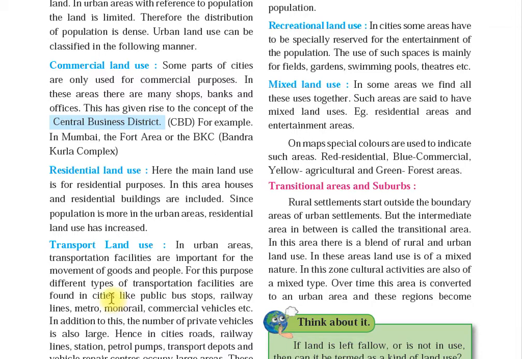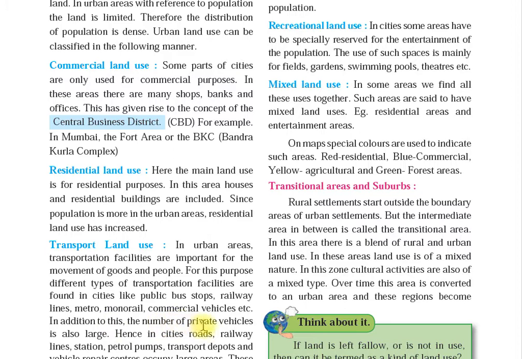So in cities, they have got different facilities of transportation like public bus stops. We have got bus stops. Then we have got railway lines, metro, monorail, commercial vehicles, your auto rickshaws, your taxis, your new types of taxis that have come, etc. In addition to this, the number of private vehicles is also large. So we have got private vehicles also. For example, your Ola taxis, your Uber, all these are what?